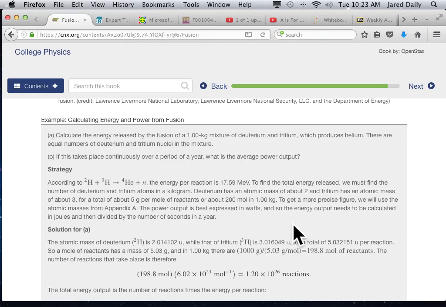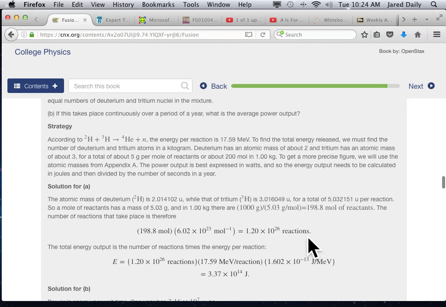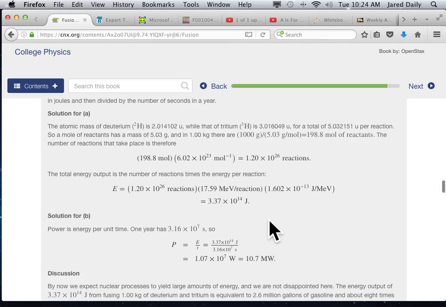And so that's what they calculate here. It's about 200, 198.8 exactly, if you actually do the calculation of 1,000 divided by 5.03 grams per mole. That means you have 200 moles essentially of stuff. A mole is 6 times 10 to the 23rd. So the number of reactions you're going to have is 1.2 times 10 to the 26 as you multiply these two together. So a big number of reactions, and the amount of energy per reaction is 17.59 mega electron volts. So you multiply that together and make the conversion from mega electron volts to joules. You get 3.37 times 10 to the 14 joules.